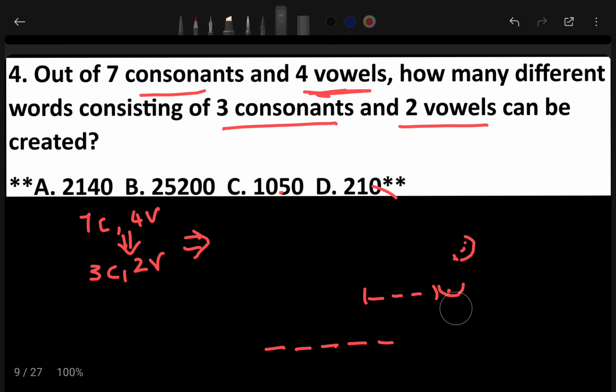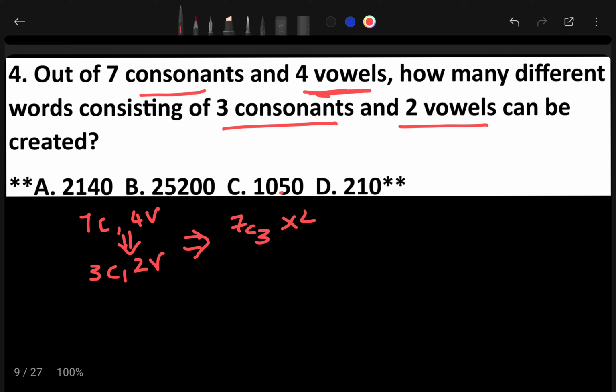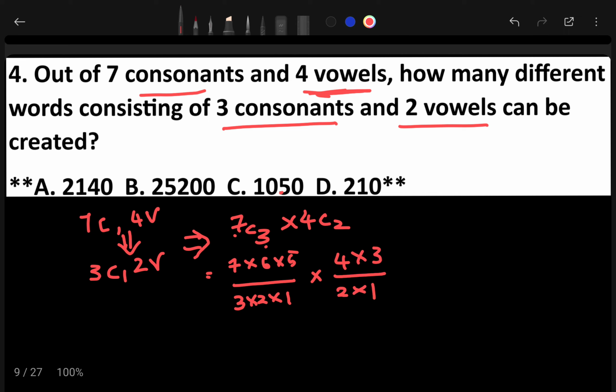Okay, now first we shall select. Okay, first select. 7C3 cross 4C2. Simple. From 7 I have to multiply 3 numbers, 7, 6, 5. From 3 I have to multiply 3 numbers. From 4 I have to multiply 2 numbers. From 2 I have to multiply 1 number. Now 3 twos are 6, 3 twos are 6 get cancelled. So 3 twos are 6, 7 fives are 35, 35 cross 6 gives me 210.